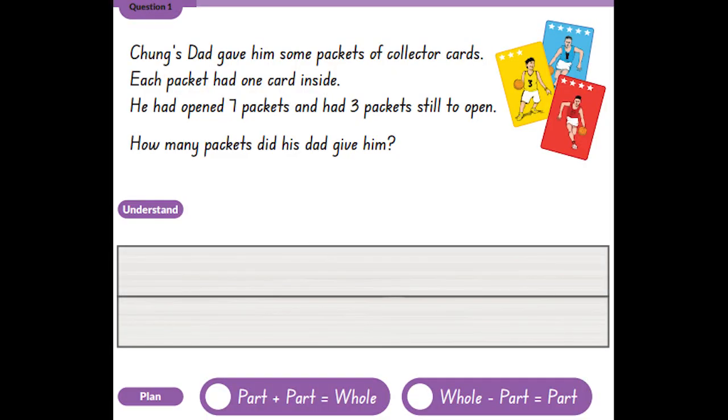Question 1. Sean's dad gave him some packets of collector cards. Each packet had 1 card inside. He had opened 7 packets and had 3 packets still to open. How many packets did his dad give him?